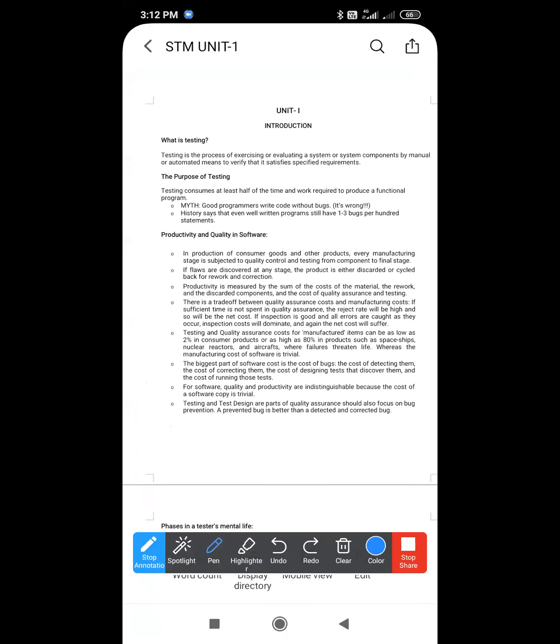Okay, what is testing? And in this purpose of testing, we saw the myth. The myth is nothing but the belief. What is the belief? Good programmers write code without bugs. Is it right? No. Without bugs, we can't write any program. I mean, we can't develop a project. But we are not talking about simple programs. We are talking about projects. In those projects we can't develop a project without an error or without any problem.